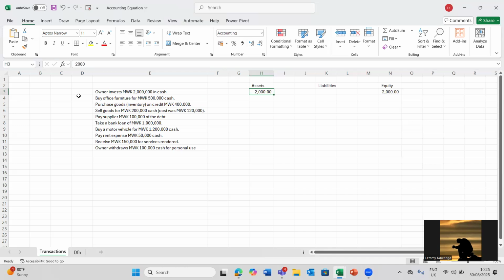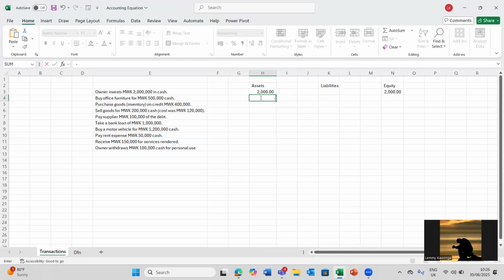Right? And here we say you buy office furniture for 500,000 cash. So what will happen to our assets? It will be minus 400,000. Oh sorry, we bought on credit. So we buy office furniture, 500,000 cash. Yes, it will be cash minus 500,000.